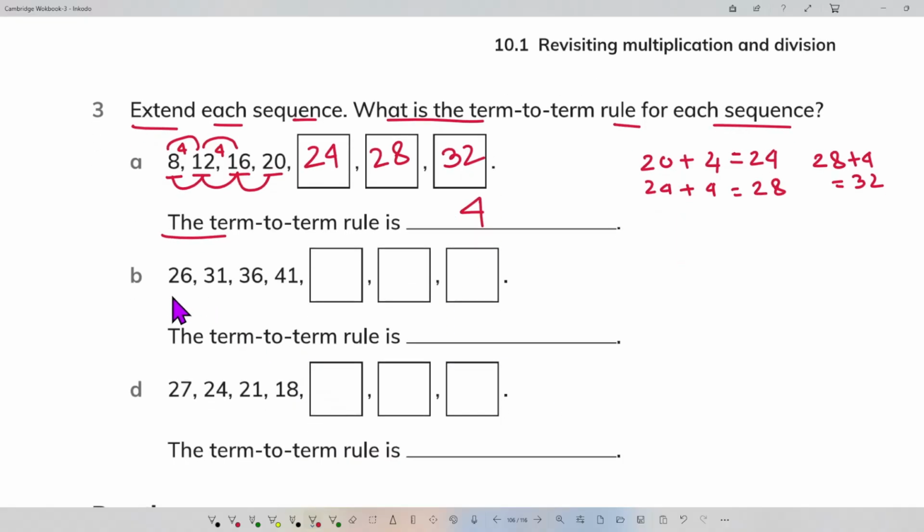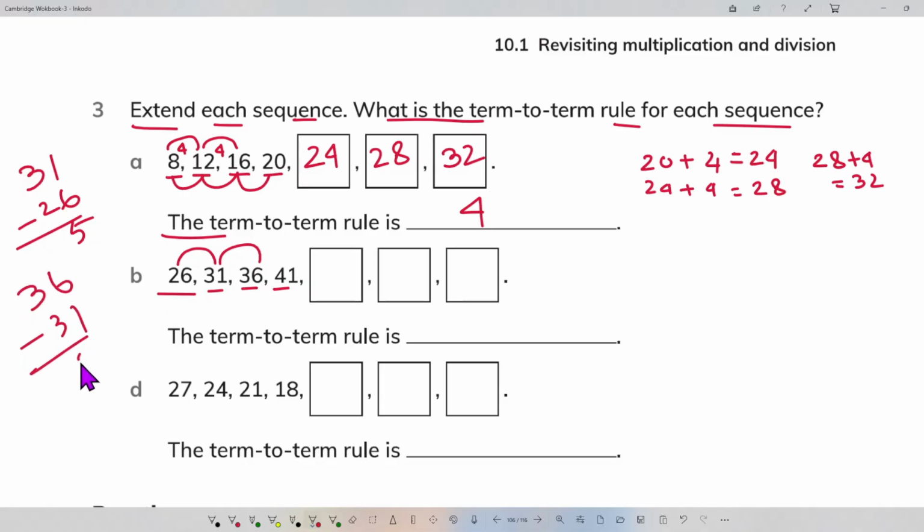Next: 26, 31, 36, 41. So what can we do here? 31 minus 26, look, is 5, right? Same, 36 minus 31 is 5. So every time it increases by 5. So 26, 31, 36, 41, then 46, 51 and then 56. Every time it is plus 5. The term to term rule is 5.